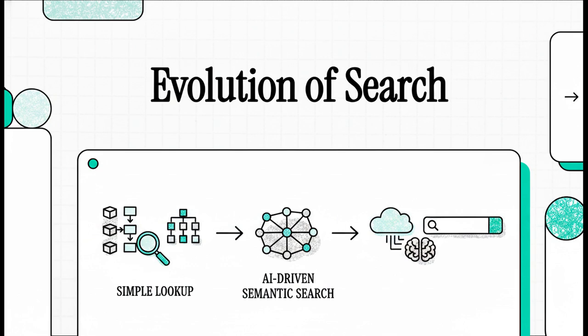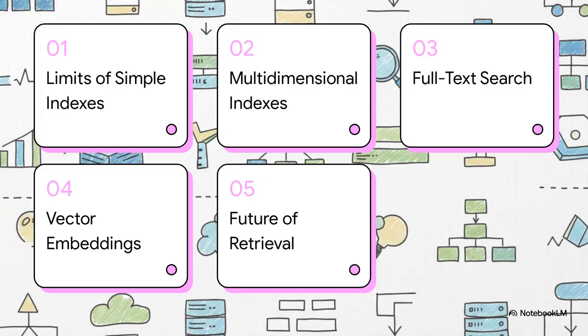Today, we're popping the hood on modern data systems. We're going to trace this fascinating journey from simple, rigid lookups all the way up to AI-driven semantic searches, exploring the mathematical architecture that makes our digital lives possible. Here is our roadmap for today. We'll start with the limits of simple indexes, move into multidimensional indexes, explore full-text search, dive deep into vector embeddings, and finally, look at the future of retrieval.